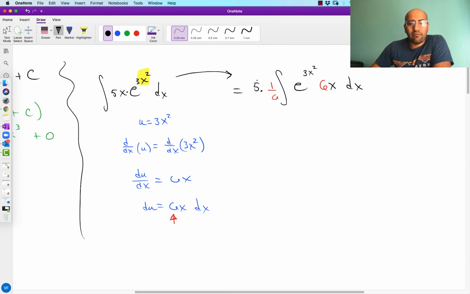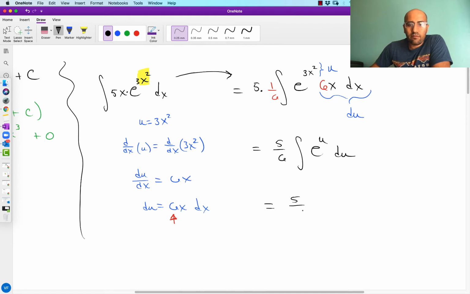So I know I'll end up with a 5 divided by 6 out here. Okay, and now I'm ready to do my substitution. This right here is du, and this up here is my u. So now I know that this becomes 5 over 6 integral of e to the u du. And we know that e to the u is just e to the u, right? The indefinite integral of e to the u is just going to be e to the u.